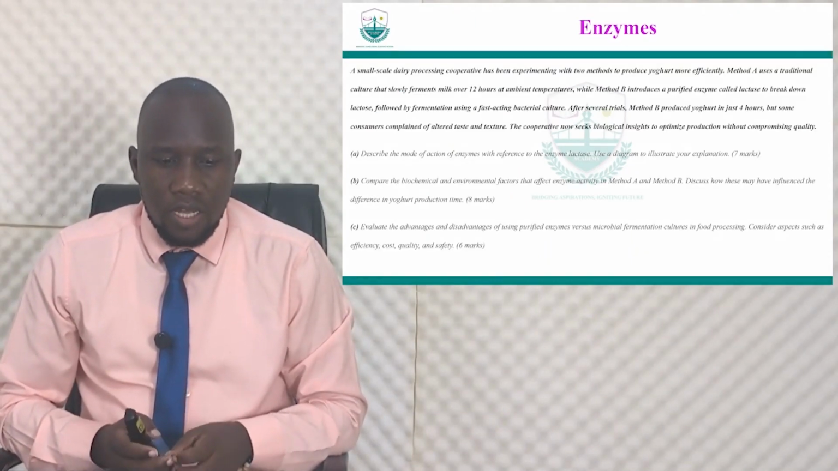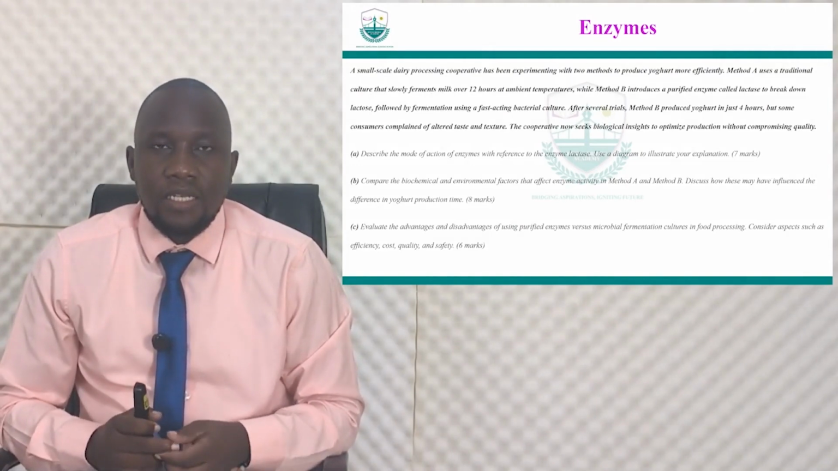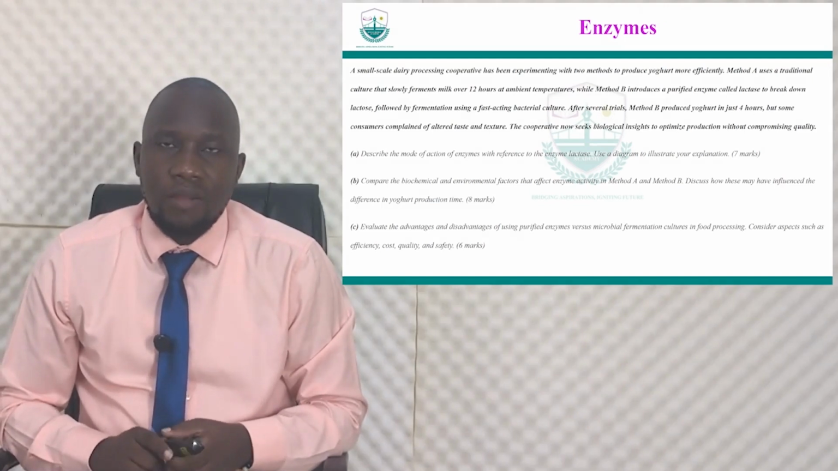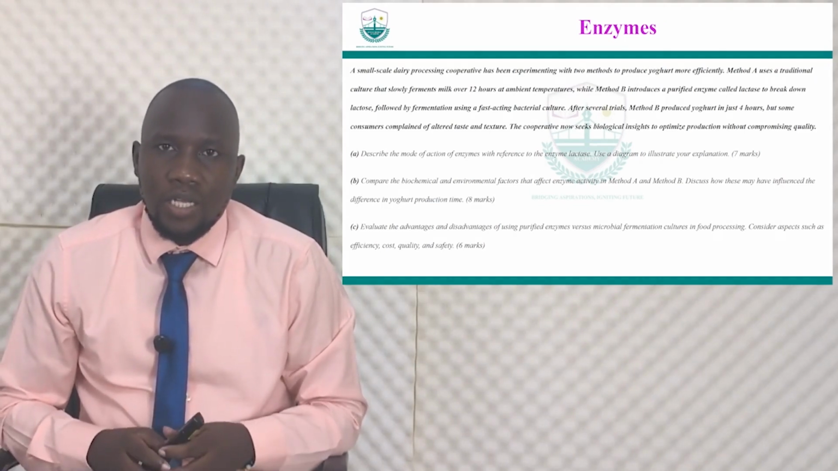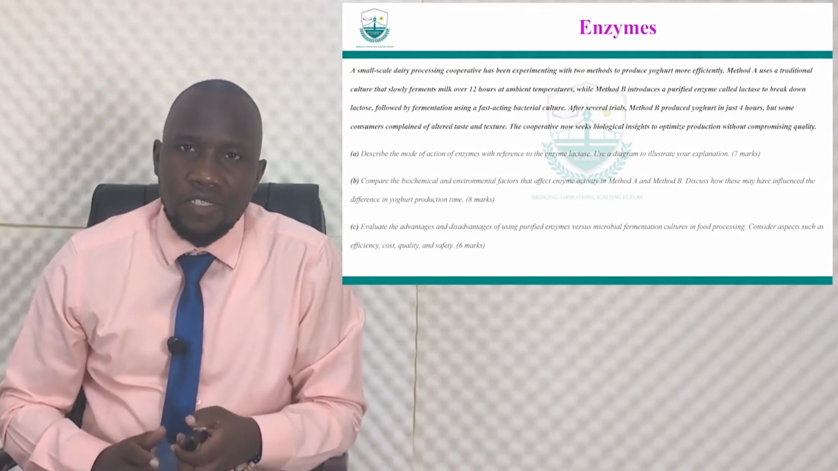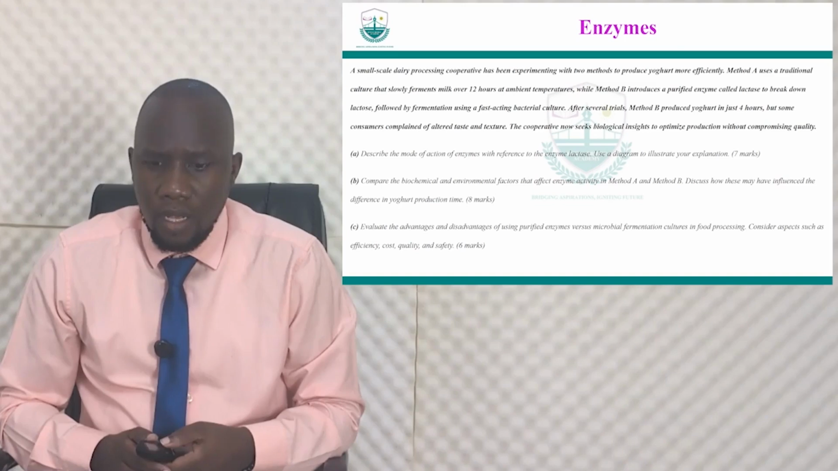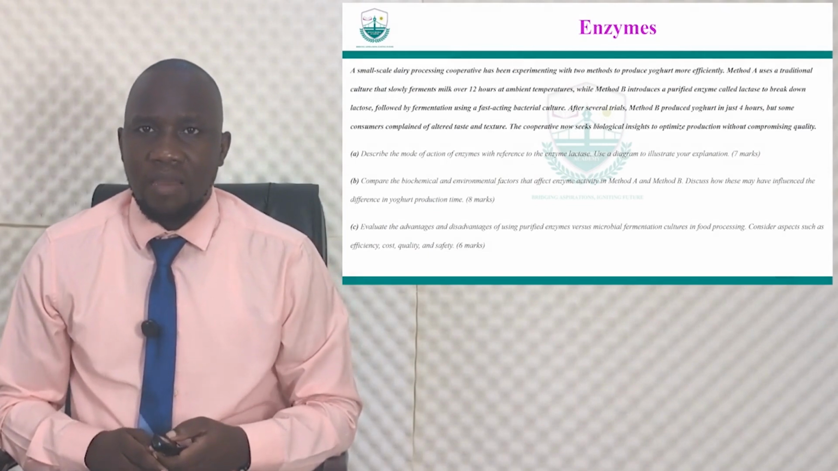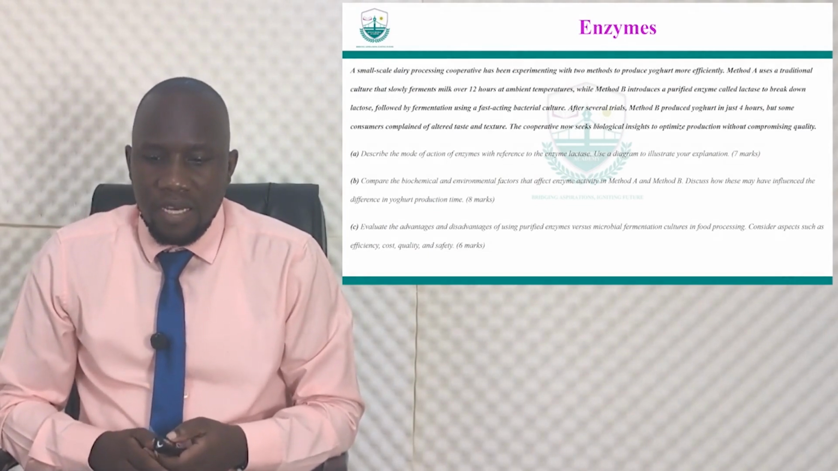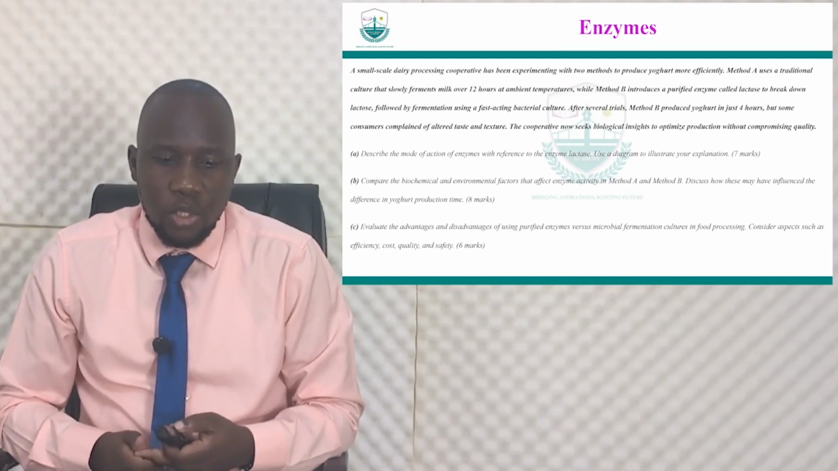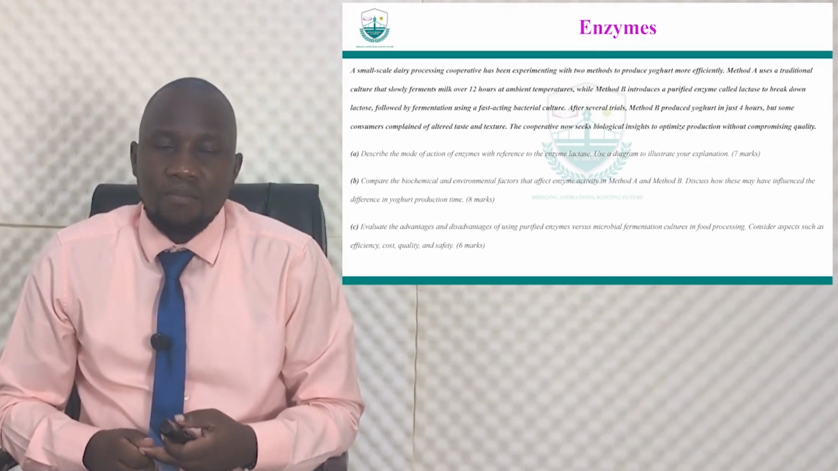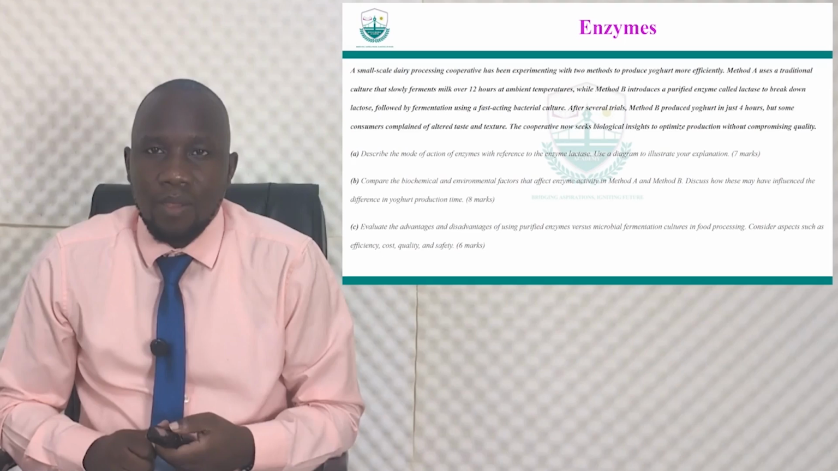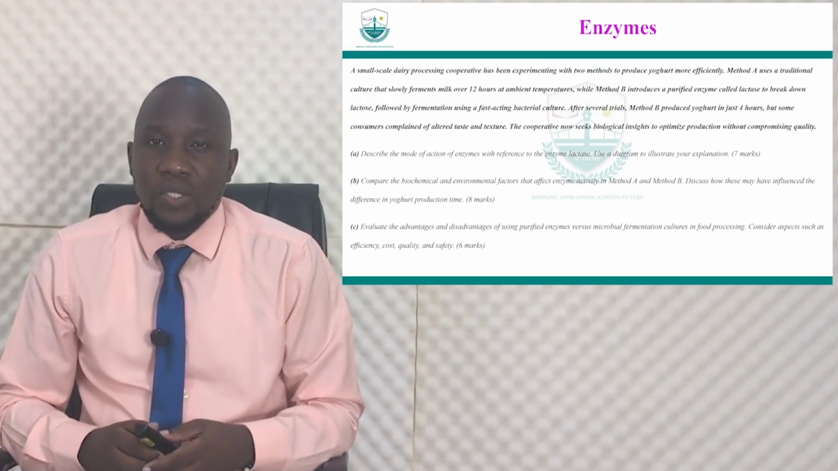All right, so what we actually have is a small scale dairy processing cooperative that wants to test out how they can actually carry out fermentation of these dairy products. So what they actually do is that they choose two methods, method A and method B. Method A is when they're using traditional culture that slowly ferments milk over 24 hours at ambient temperatures. Okay, remember they're interested in producing yogurt.